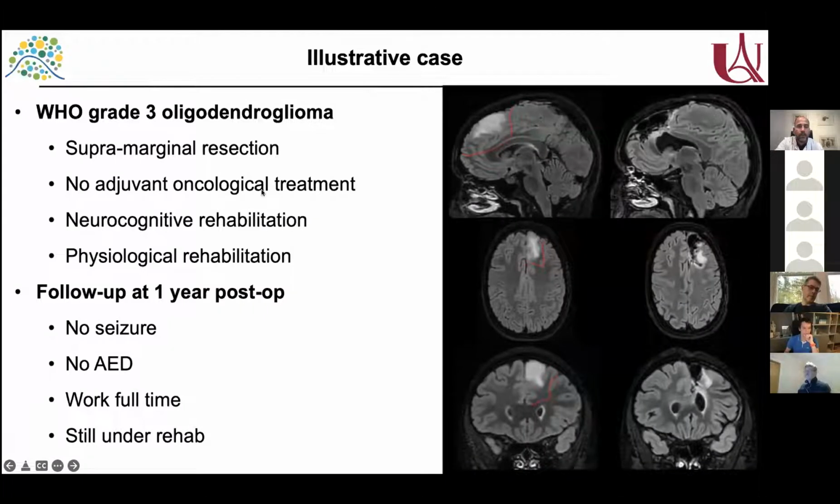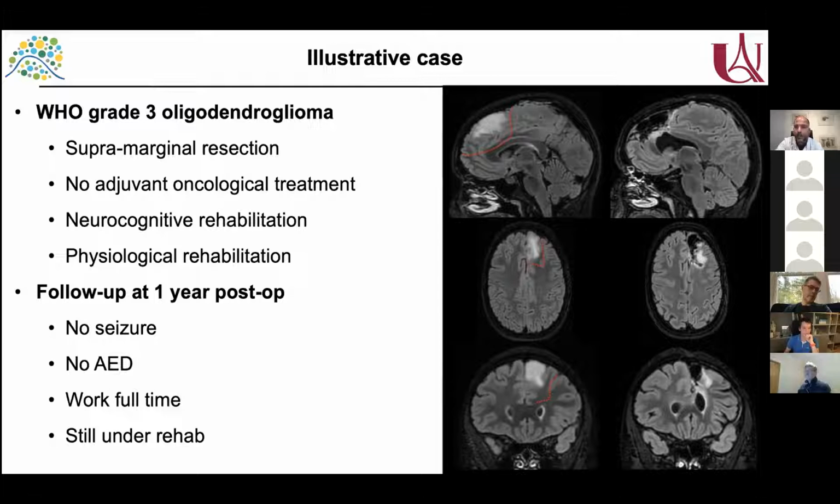And to close this case, the histomolecular diagnosis was an IDH mutated, 1p19q codeleted grade 3 oligodendroglioma. On the right part, you can see the 1 year post-op MRI, which is unusual, quite difficult to analyze, but it demonstrates resection beyond abnormalities visible on preoperative MRI. No oncological treatment has been administered in this young patient with a complete removal. And at 1 year of post-operative follow-up, the patient is seizure-free. She has no anti-epileptic therapy. She works full-time, but she's still under cognitive rehabilitation.